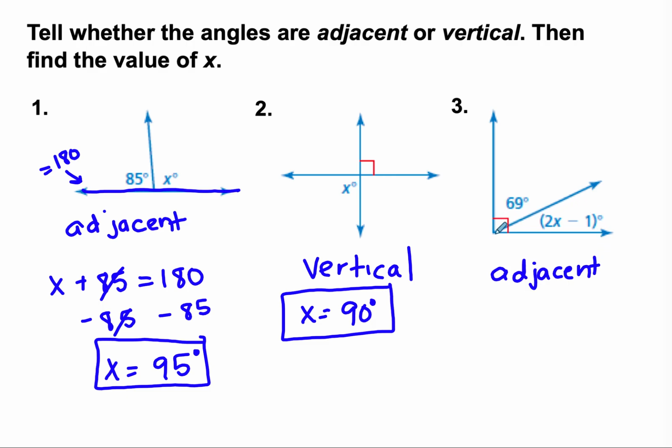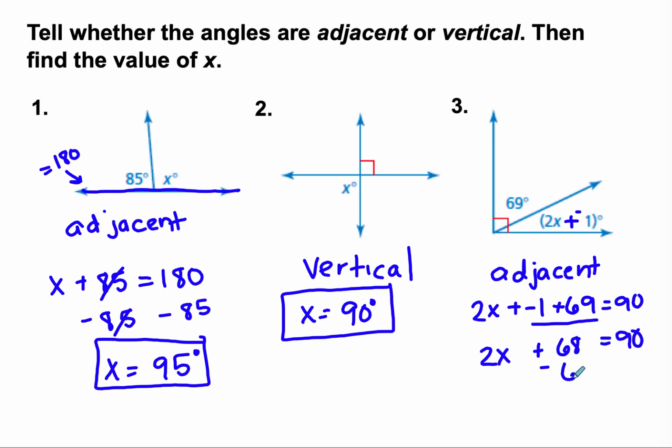Okay, that little right angle tells me together they're going to equal 90 degrees. So I'm going to write my equation: 2x minus 1. Oops, I started to write a plus, so I'm just going to go ahead and do a boom boom over here so I don't have to erase. 2x plus negative 1 plus 69 is equal to 90. Negative 1 plus 69 is 68. So now I have 2x plus 68 equals 90.